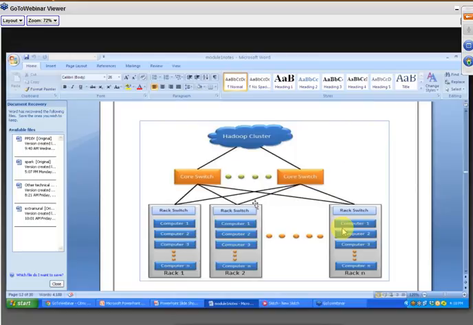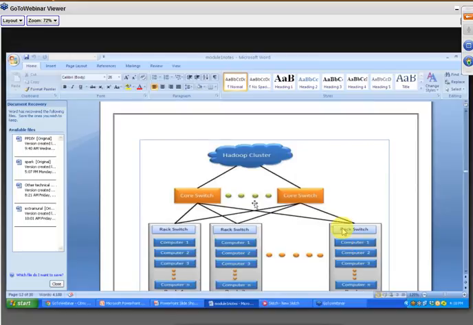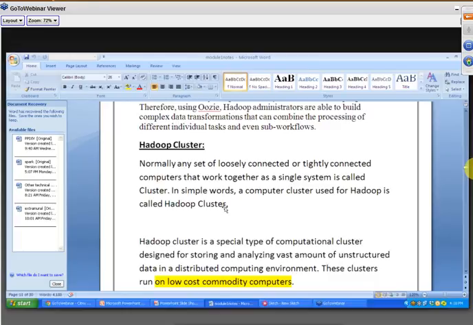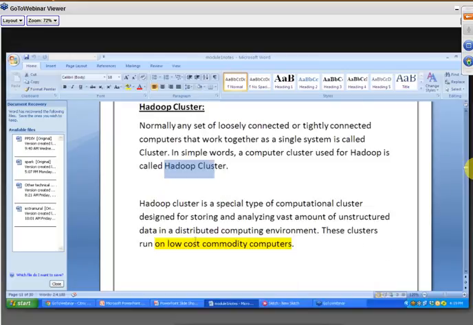Coming to the Hadoop cluster, or we call it the Hadoop architecture, how it works on. The Hadoop cluster is nothing but any set of loosely connected or tightly connected computers that work together as a single system, which is called a cluster. In simple words, a computer cluster used for Hadoop is called a Hadoop cluster. And a Hadoop cluster works on low-cost commodity hardware. Because of this reason, Hadoop has taken a wide place in the market.